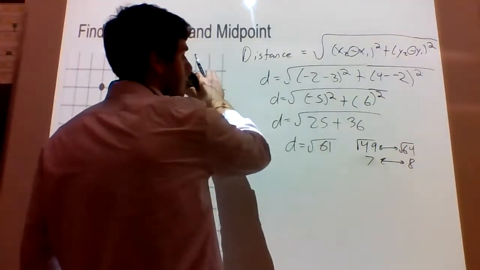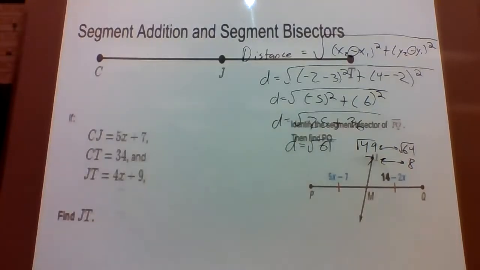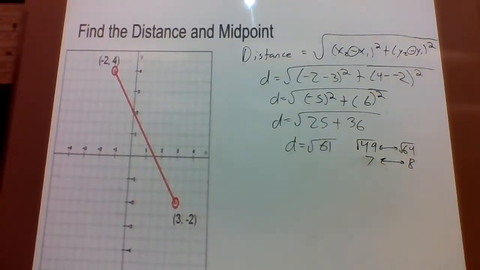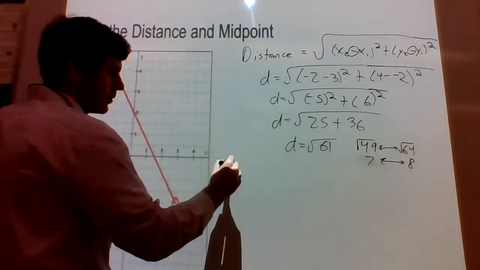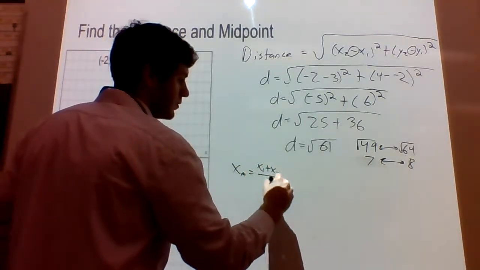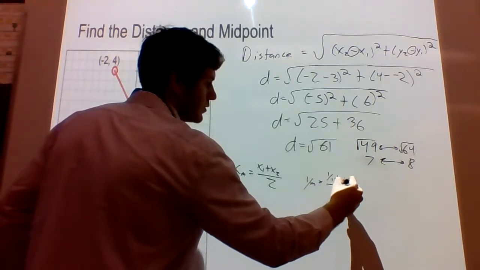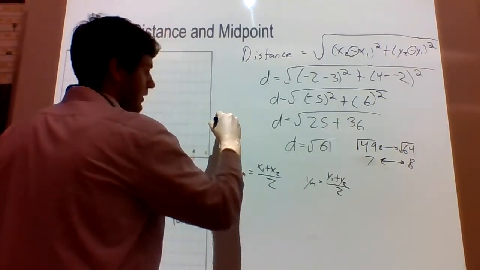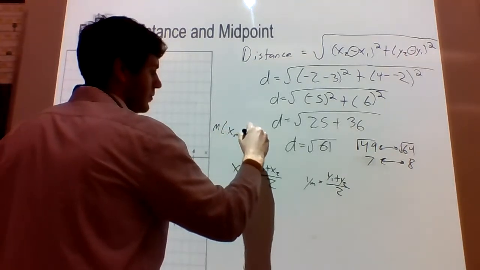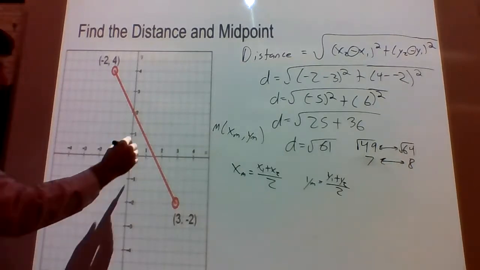We have another one, we've got to find the midpoint. Okay, so our formula for midpoint is xm equals x1 plus x2 over 2, and ym equals y1 plus y2 over 2. Then our midpoint is xm, ym. Okay, so the midpoint is somewhere in here.